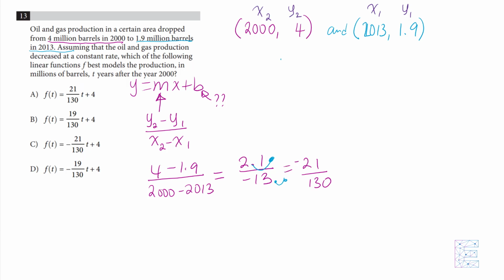Just by that virtue alone, we only have one answer with a slope of negative 21 over 130, so we can actually stop here. This is a positive 21 over 130, this is a 19 over 130, and a negative 19 over 130. So that's it. C would have to be the answer to this question.